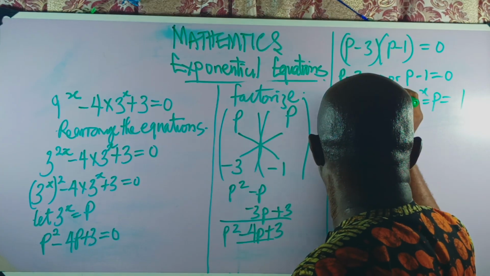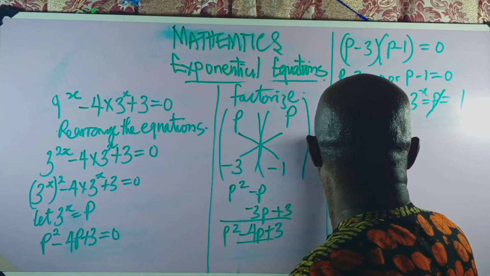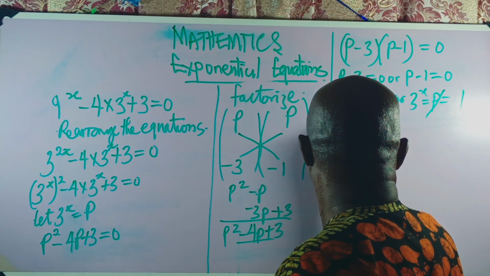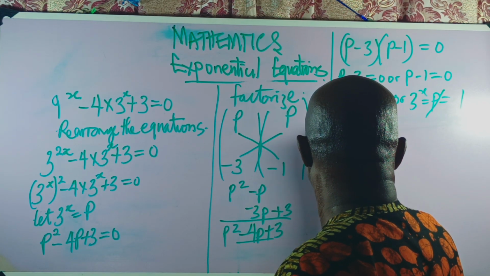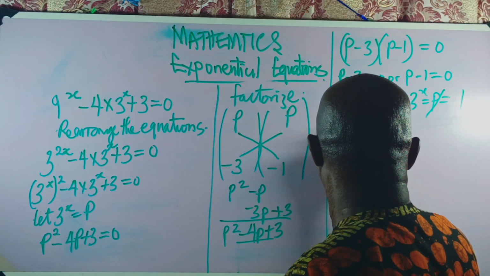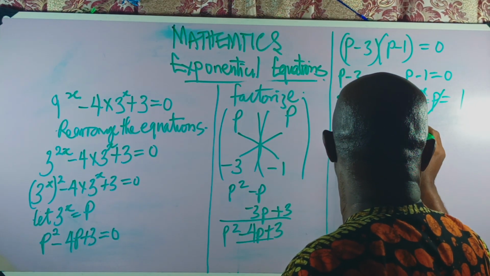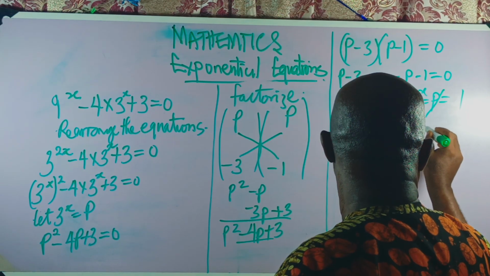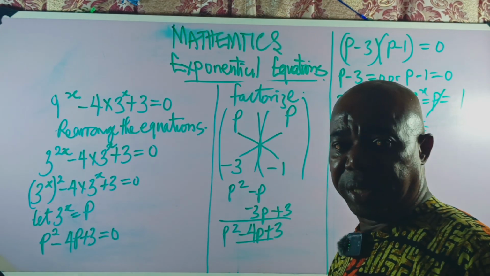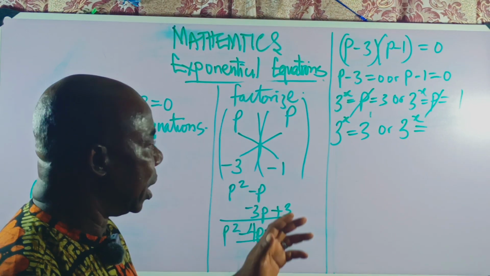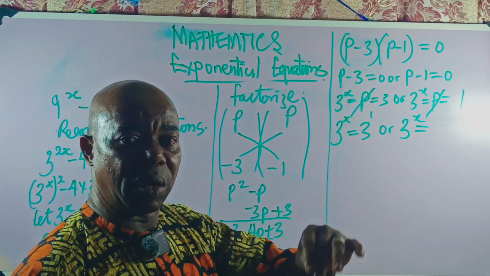Then, I don't need the p. What I'm looking for is x. So here, I will have it that 3 raised to power x is equals to 3. And mind you, this 3 is raised to power 1 here. Or, in this case, 3 raised to power x is equals to 1. And mind you, in the law of indices, it says anything raised to power 0 is 1.